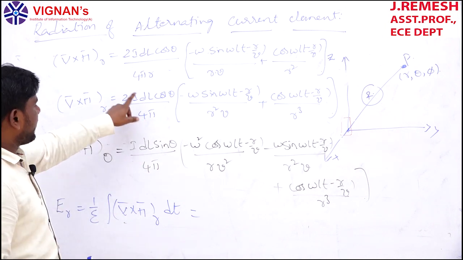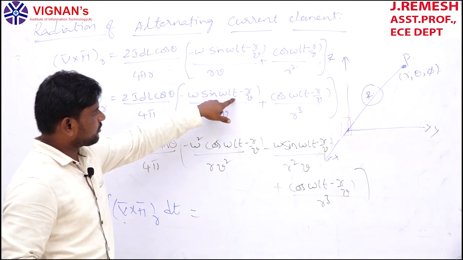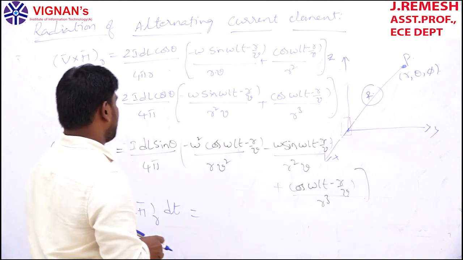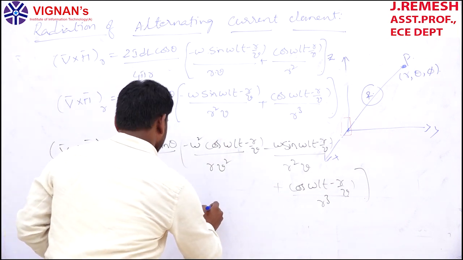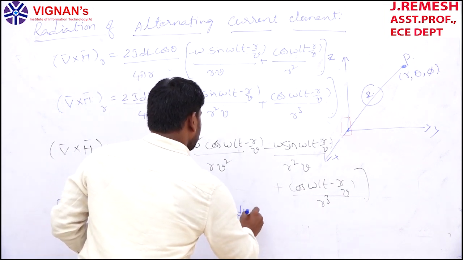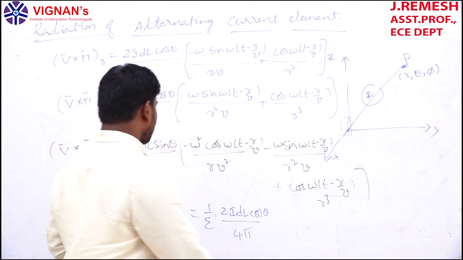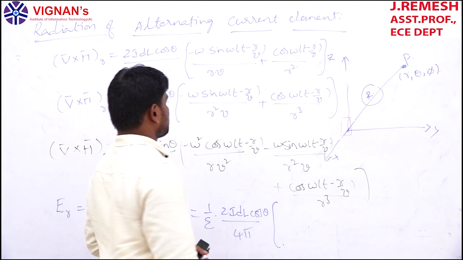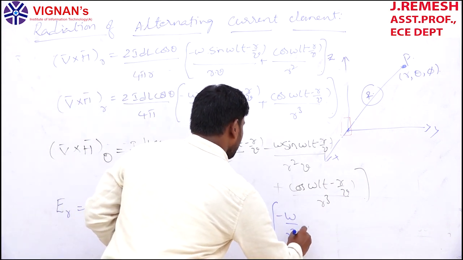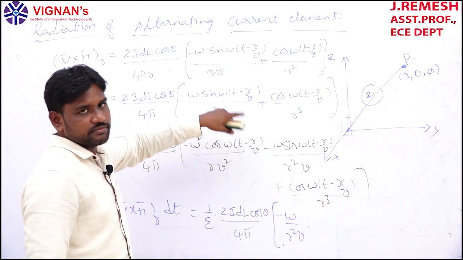Here 2 I dl cos theta by 4 pi is a constant, so take it outside. Here a t term is there, and here a t term is there, so you have to simply take the integration for these two components. Now I am writing 1 by epsilon, a constant, 2 I dl cos theta by 4 pi, and I am going to take the integration portion of this one. So minus omega by r square into v. What is the integration of sine? Sine integration is minus cos.